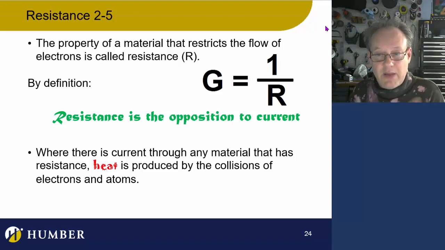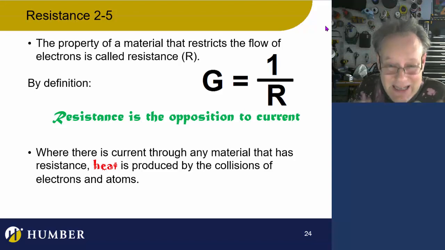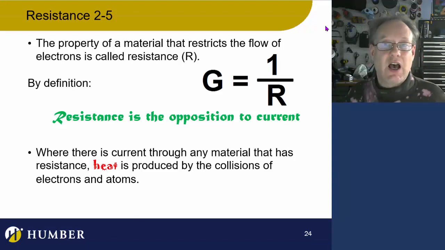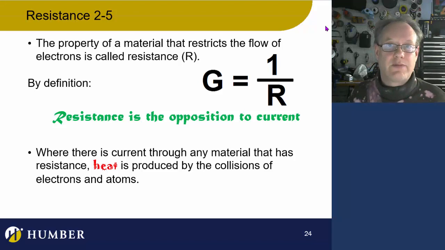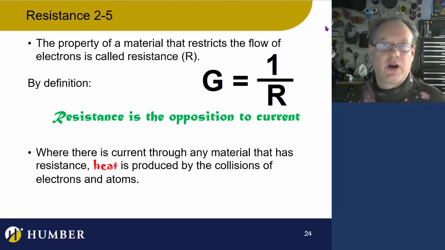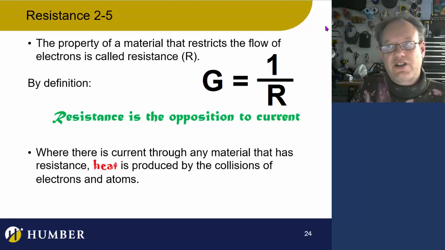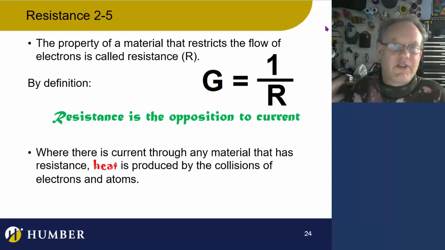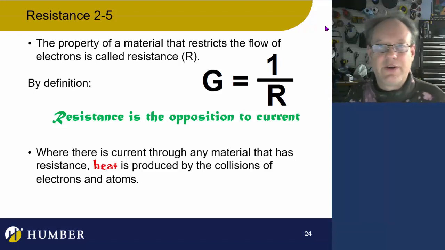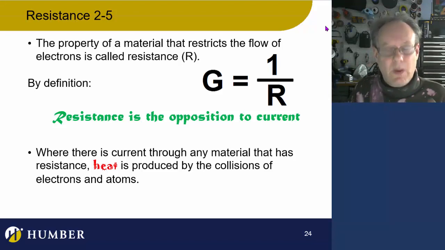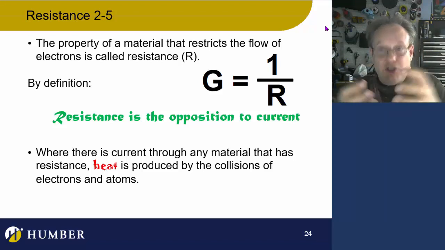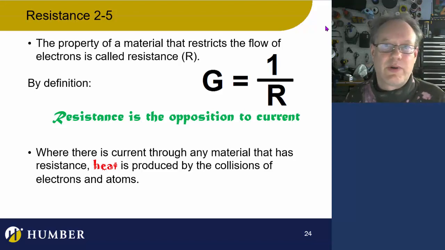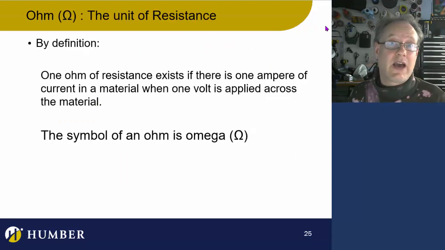And where the current through any material has resistance, heat is produced by the collisions of the electrons in the atoms. Yeah, there's kind of friction going on, and heat is produced. But like I said, resistance doesn't just transfer energy into heat. It does other things. But because of the second law of thermodynamics, which we don't have to go into, whichever device you are using that has resistance to do work, it's also going to produce some heat. So that's something you have to keep in mind.